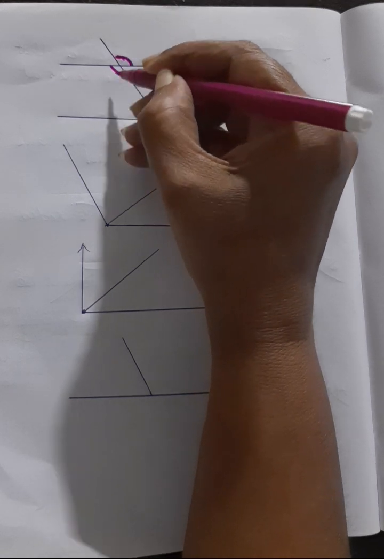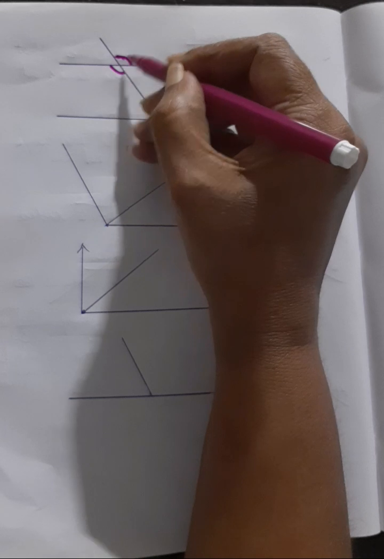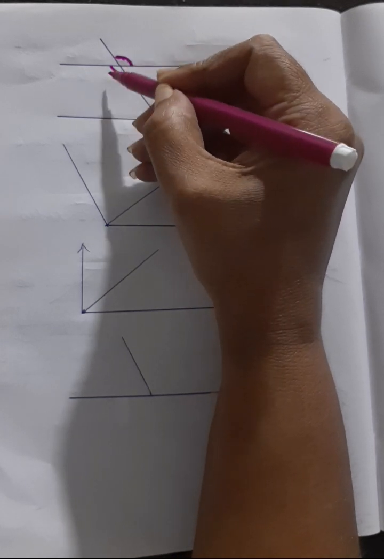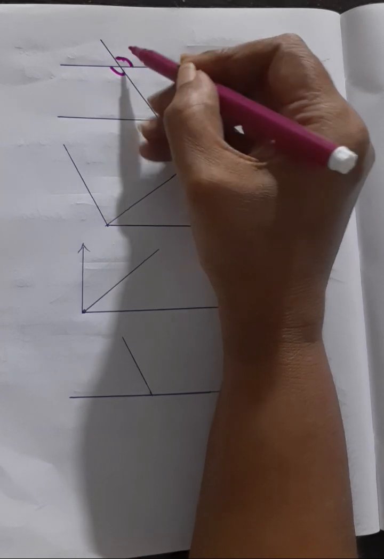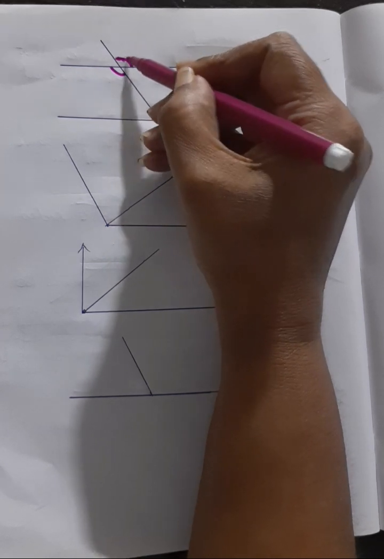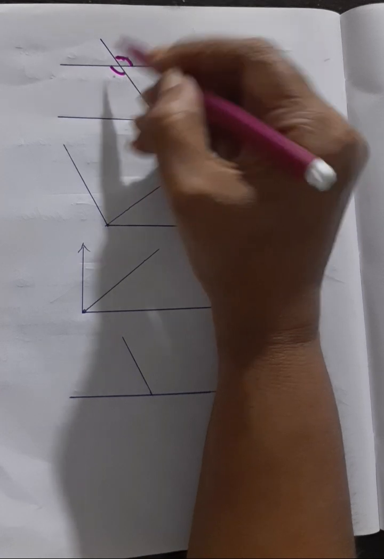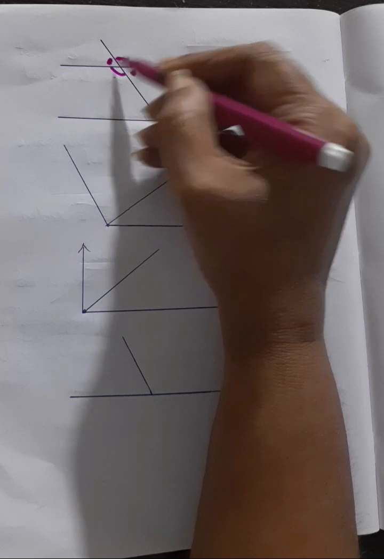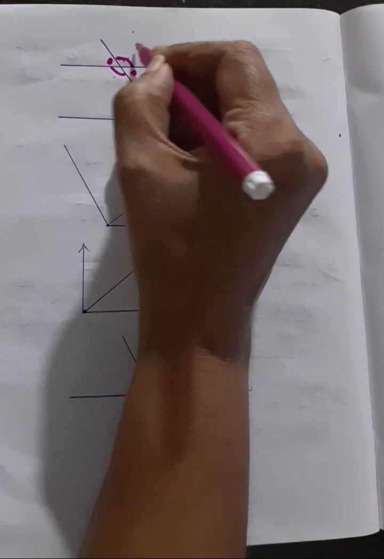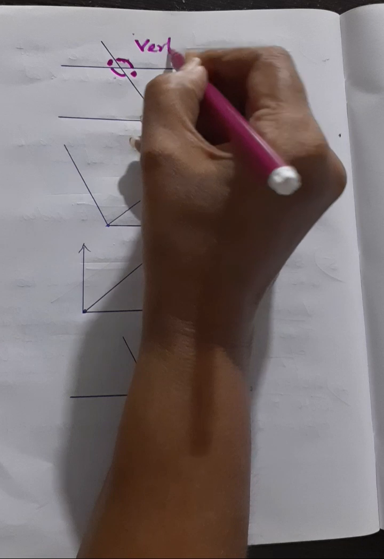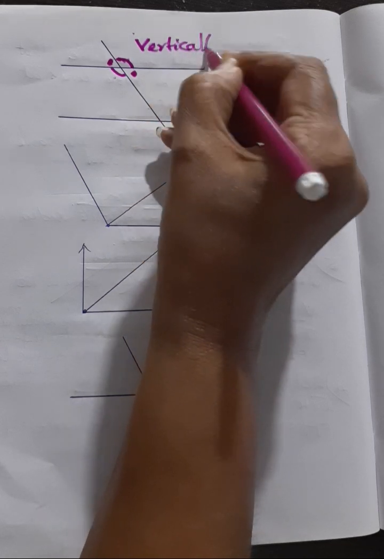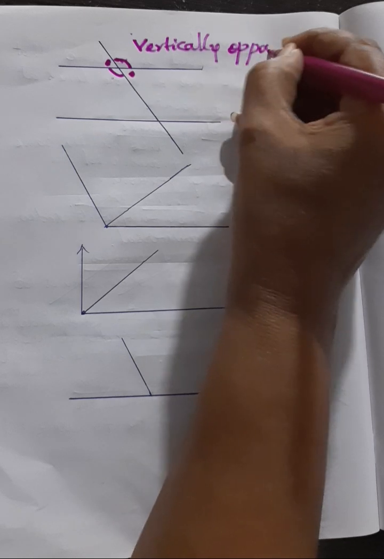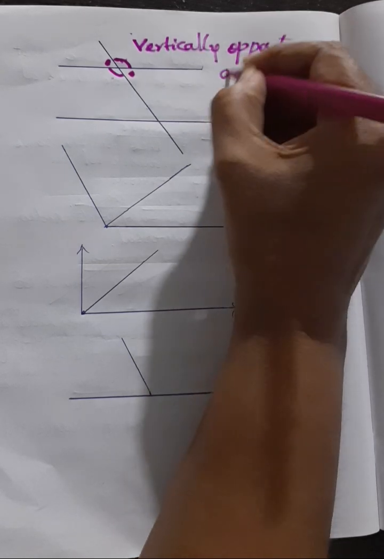Vertical angles, or vertically opposite angles as we call them, are two angles whose sides form opposite rays. See this opposite, again this and this, vertically opposite angles, what we call vertically opposite angles.